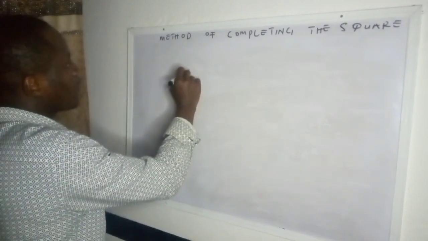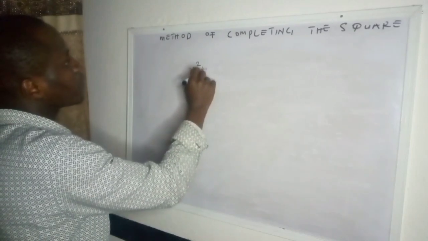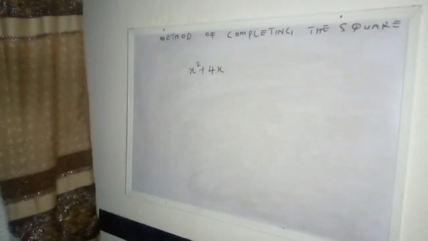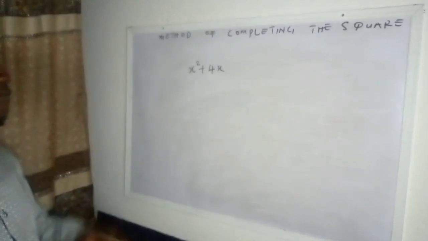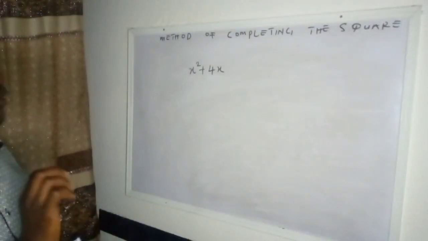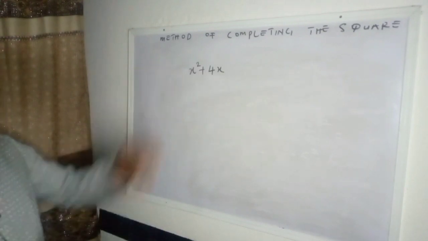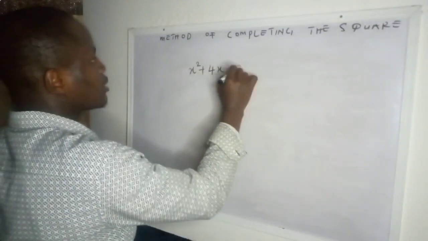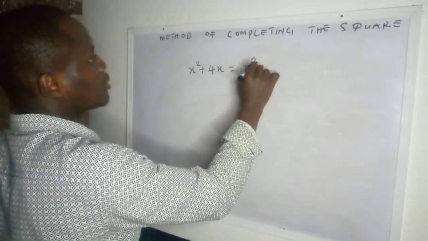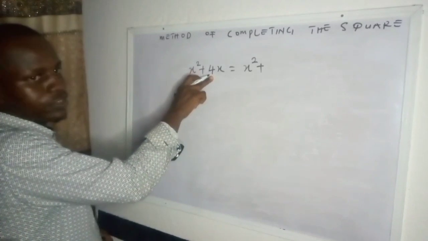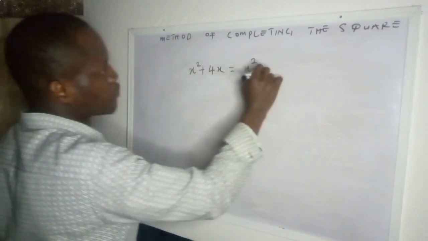Now, if you have x squared plus 4x and you want to write this in perfect square form, you're going to add a particular constant to this to make it a perfect square. What you will add is half the square of this coefficient.